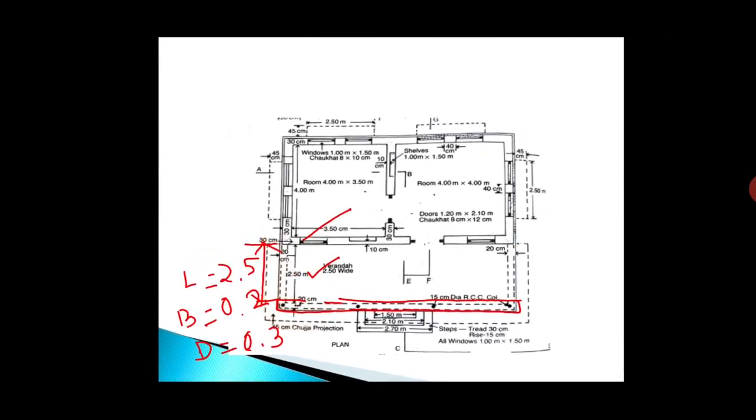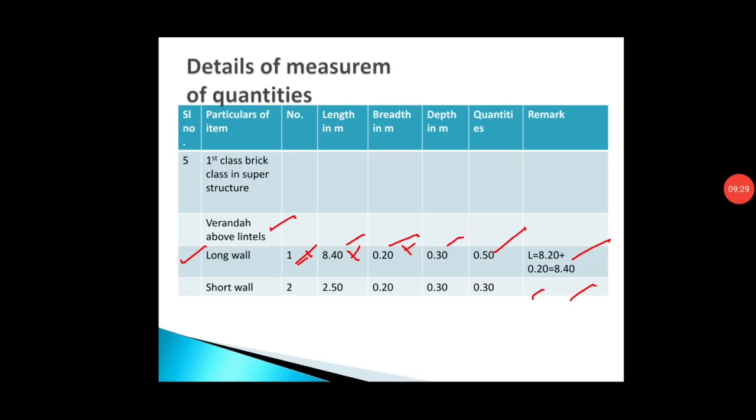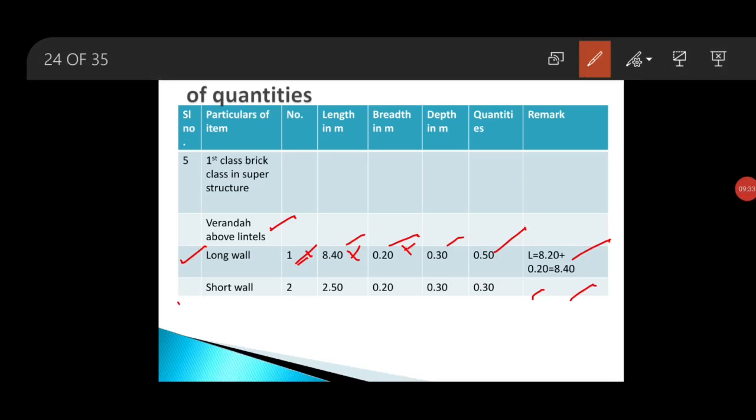Now we will move to the details of measurement form. See here, in the details of measurement form, write down short wall. There are 2 numbers of short wall. Length is 2.5, breadth is 0.2, depth is 0.3. So by multiplying all these 4 columns, you will get the quantity as 0.30 cubic meter. Okay.